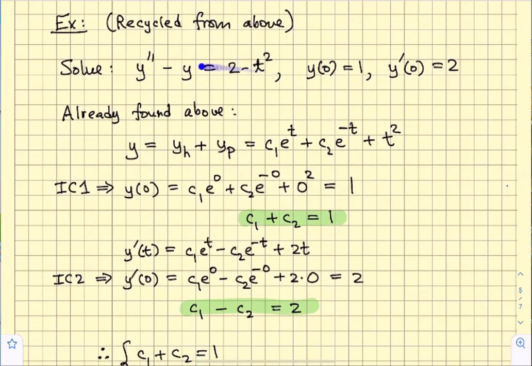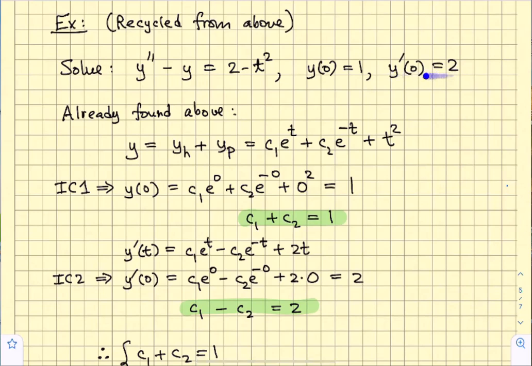Okay, I'm recycling this example, so the y here is yh plus yp. We found the yh above. We found the yp above. And so this is our yh plus yp. Now I will apply the first initial condition, y of 0, to this. I get c1 e to the 0 plus c2 e to the minus 0 plus 0 squared. And the initial condition is 1, so it must equal 1. If you stare at that, that gives me c1 plus c2 has to be 1. Just hold on for a second. That's one equation and two unknowns.